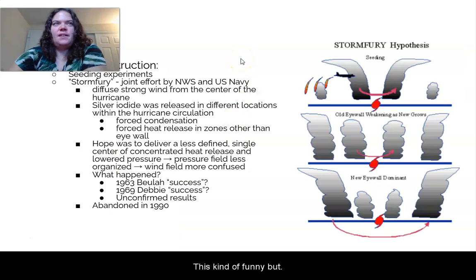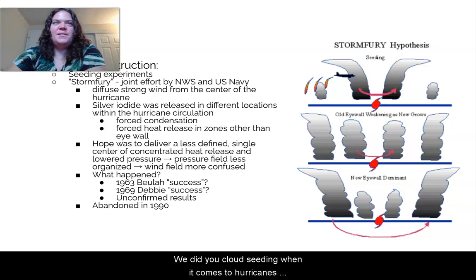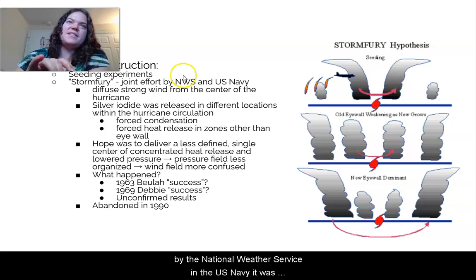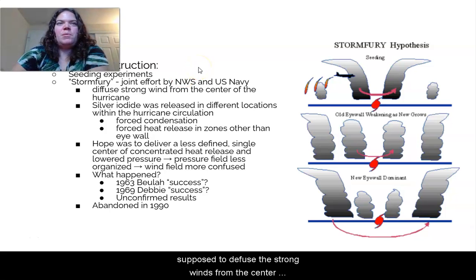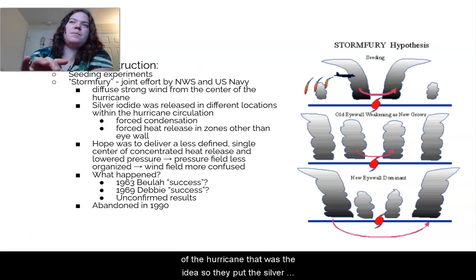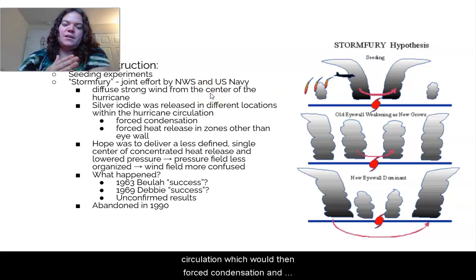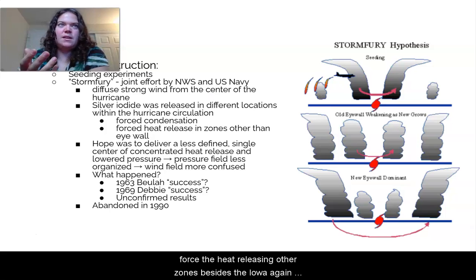Okay, so this is kind of funny, but stay with me. We did do cloud seeding when it comes to hurricanes. Yes, we did. We called it Storm Fury. It was a joint effort by the National Weather Service and the U.S. Navy. It was supposed to diffuse the strong winds from the center of the hurricane. That was the idea. They released silver iodide in different locations within the hurricane circulation, which would force condensation and force the heat release in other zones besides the eye wall.